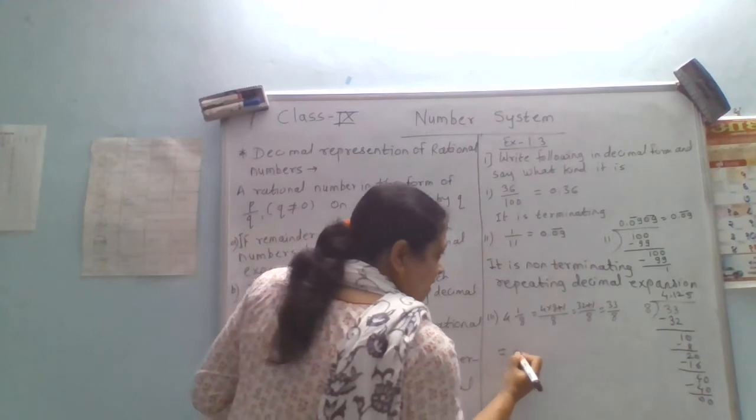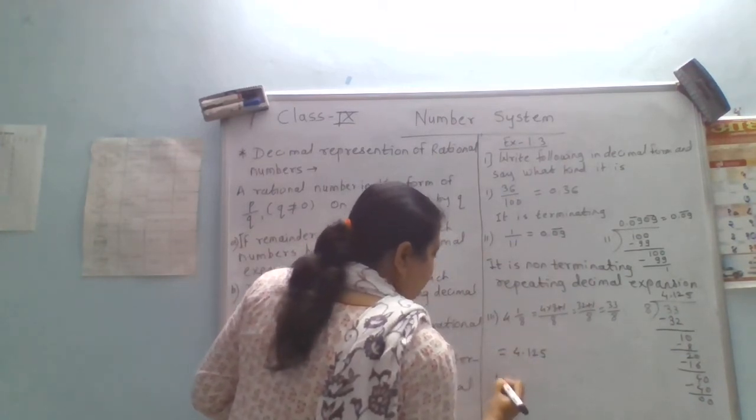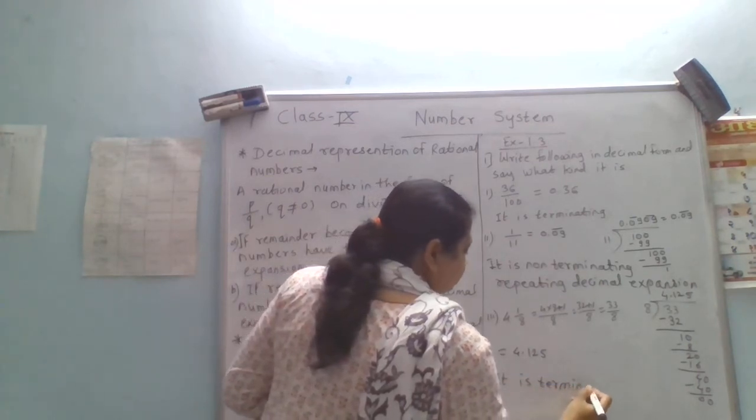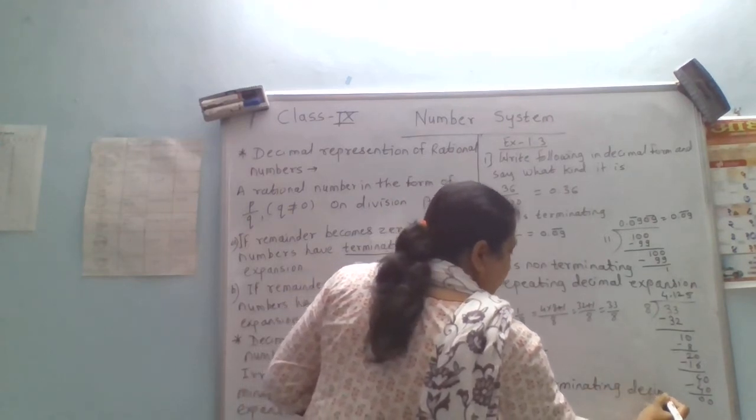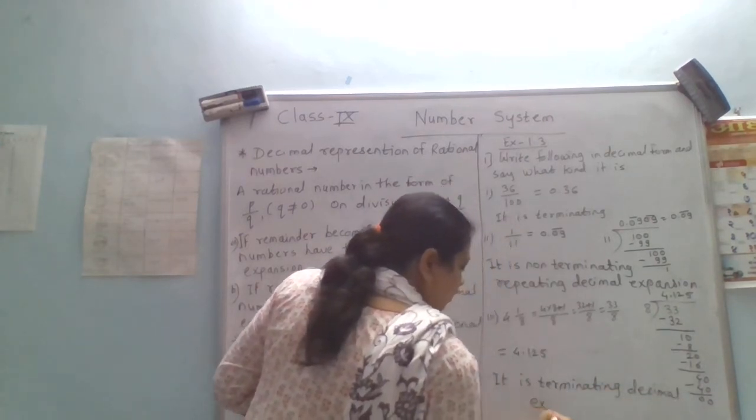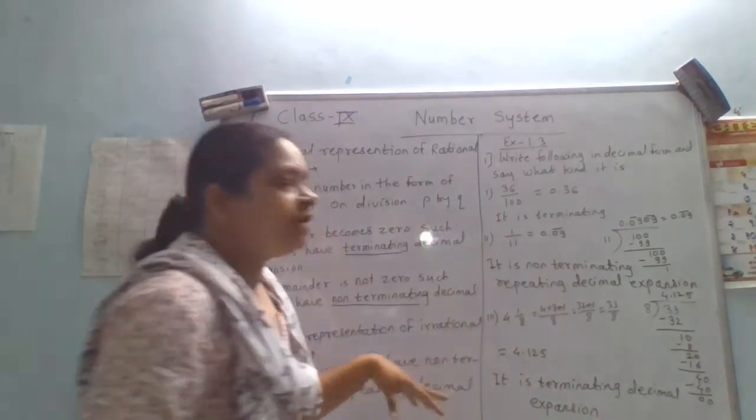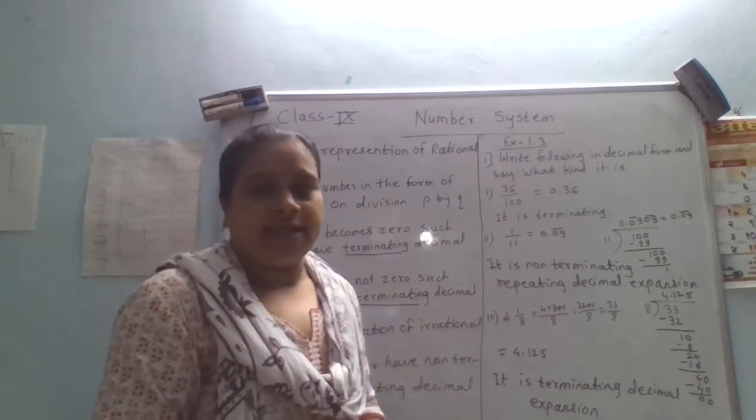The answer is 4.125. It is a terminating decimal expansion. In this way, you can solve the remaining questions of question number 1 from exercise 1.3.